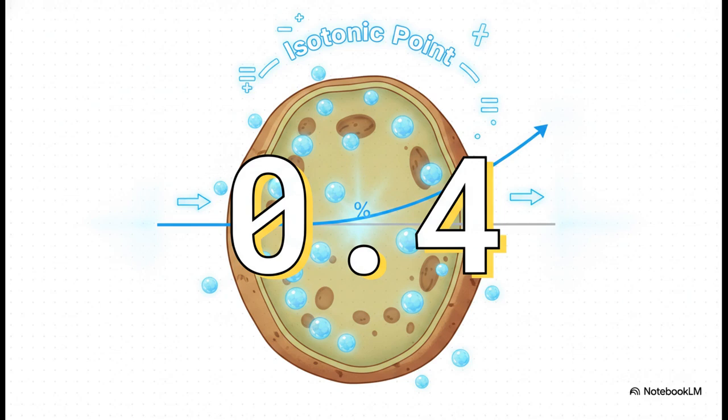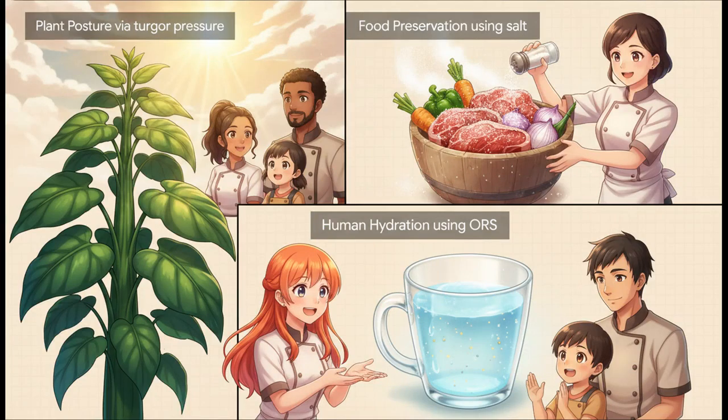How cool is that? All right, let's zoom out from the lab bench for a moment. Because understanding osmosis isn't just about passing some biology exam, it actually dictates the entire world around us. So why does this matter? Well, first off, plant posture. Without bones, plants rely entirely on the turgor pressure of water inflating their cells to reach for the sun.